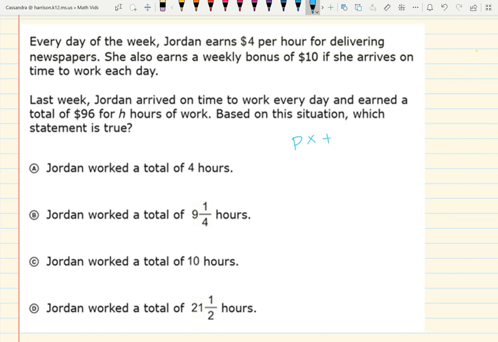Px plus q equals r. And then hopefully we can find our variable. We can find our coefficient. We can find our constant. And we can find our total in this problem.